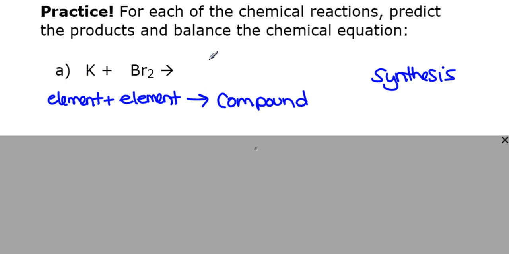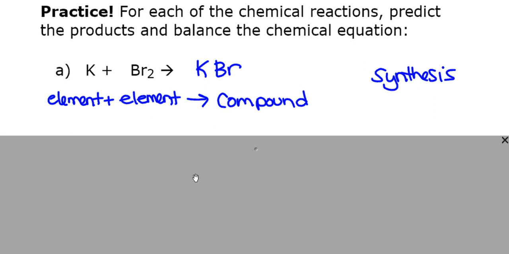When I go to write my product, I have to start from scratch. Potassium and bromine, they both have charges of 1 when I look at their formulas on the periodic table. When I do the crisscross, the 1s disappear, and I'm just left with KBr. So that is my product. It's nice, I don't have to do anything here with my coefficients or numbers yet. So here's my element, here's my element, here's my one new compound.